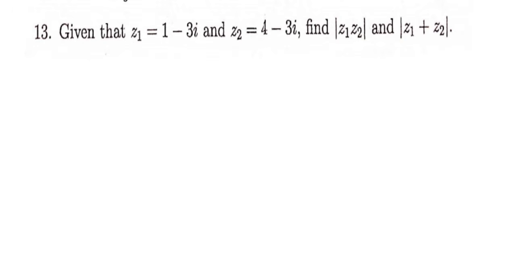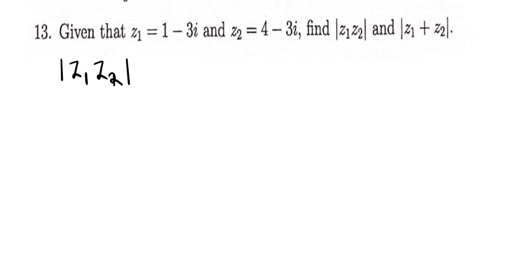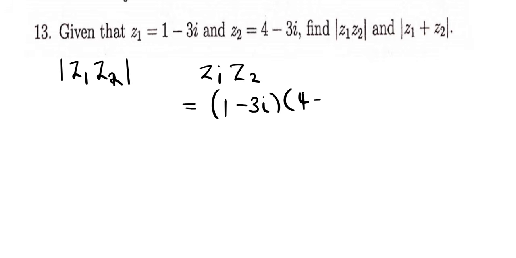Okay, so now we come to question number 13. Now, question number 13, we're given that z1 is equal to that, z2 is equal to that. Then we're told to find z1 multiplied by z2. That is the modulus or the magnitude. So first you have to find what z1 and z2 are. When you solve them, we're going to have 1 minus 3i, then 4 minus 3i. Okay, then you just solve that.